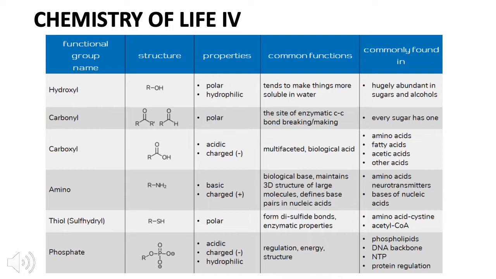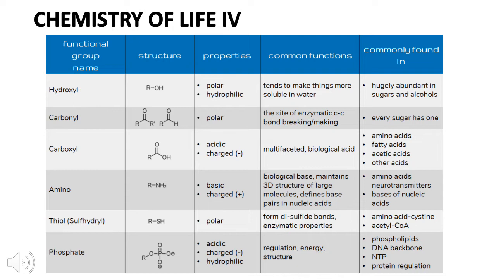So let's take a look at the column labeled structure. You'll see a letter R. The letter R is essentially code for the rest of the molecule. If I've got, for example, ethanol, which is an organic alcohol that has an OH group on it, I don't worry about the other carbons. I'm worried about the OH group. So the R indicates the rest of the molecule, and the OH indicates the functional group. Same thing with the carbonyl group, same thing with the carboxyl.